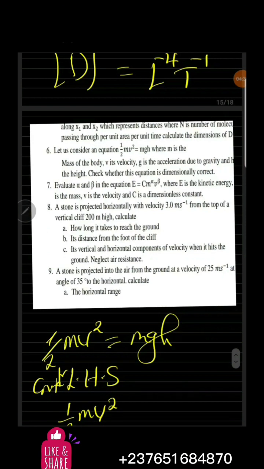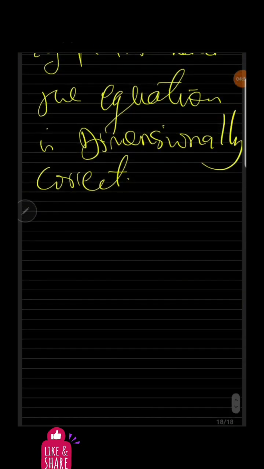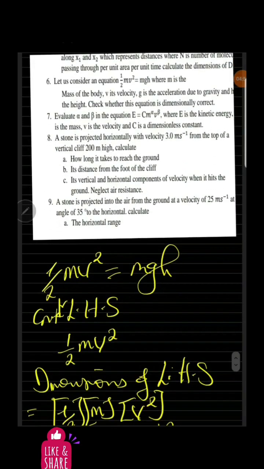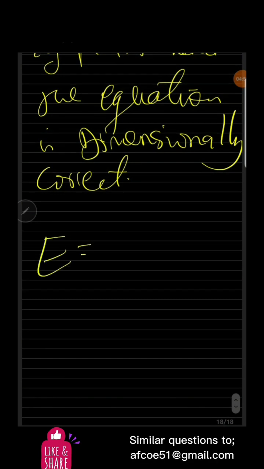Okay, that is that. Then they say: evaluate alpha and beta in the equation E equals c m to the alpha v to the beta, where E is the kinetic energy, m is the mass, v is the velocity, and c is a dimensionless constant. So let me write it down. This is question 7: E equals c m to the alpha and v to the beta. So m is mass, E is energy.